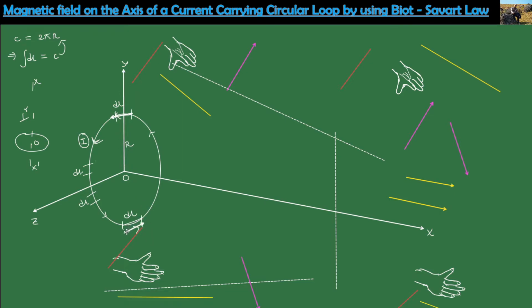Let me try to make this a little bit longer. So this will be our current element. We will take this current element and place it over there. So this is our current element I dl.